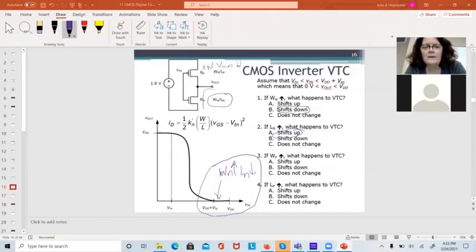So when WP is high, this output is high. And so we're in this region right here. WP is actually going to shift this closer to VDD, which gives us better noise margins, and LP going down would do the same thing. So the size of the PMOS transistor affects the VTC when the output's high. The NMOS transistor affects the VTC when the output's low.